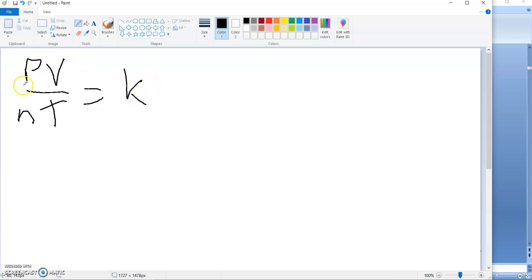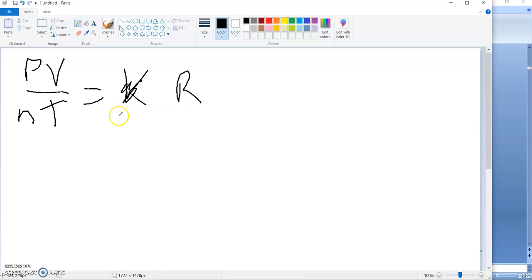But once we have this PV over NT, we've taken everything about the gas out of the constant. So this constant that's left truly is a constant. For our universe, it's the same value no matter what. And so rather than call it generic K anymore, we give it its own symbol, and that symbol is R. I don't know why. I guess a pirate invented it and liked to call it R. So we can really rewrite this as PV over NT equals R now, the actual constant that we choose to call it instead of just generic K.